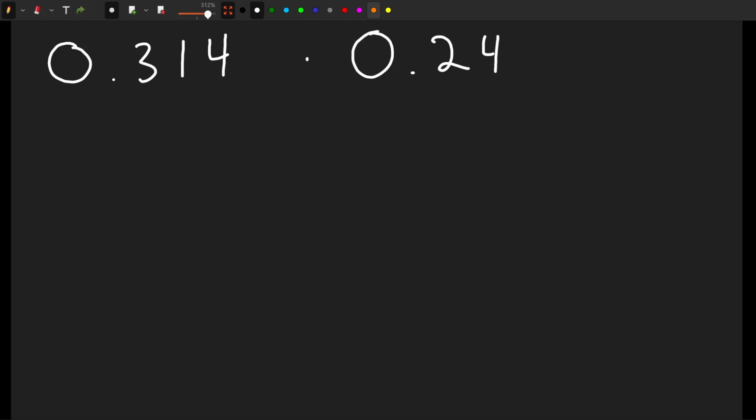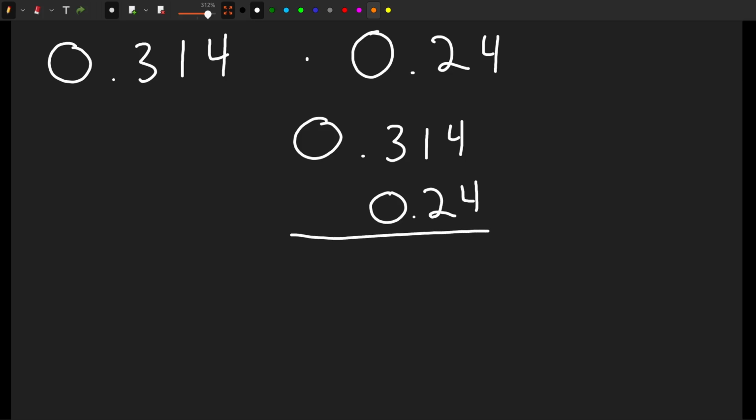We're going to have the example 0.314, a number we used before, times 0.24. Now, when we multiply decimals, we're going to do a couple of things. One, we're going to write them one on top of another. 0.314 and 0.24. This time, I don't need to line up the decimals.